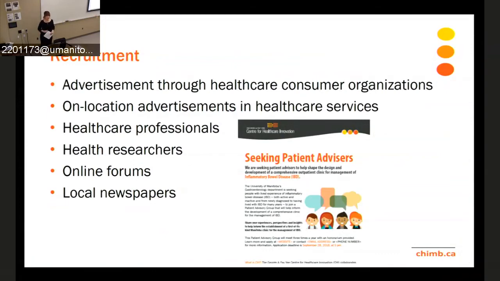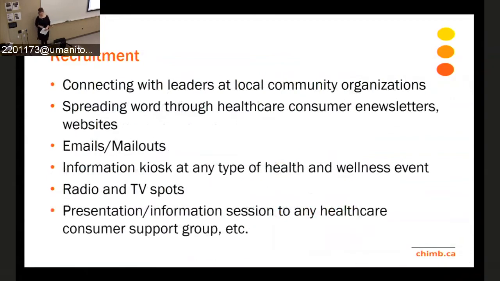Local newspapers are sometimes one of the best ways. I know here in Manitoba, our regional health authority, when they do the local health involvement groups, they put a little ad in the Winnipeg Free Press. So sometimes in smaller or remote areas, those little newspapers are the greatest for putting a little advertisement in.